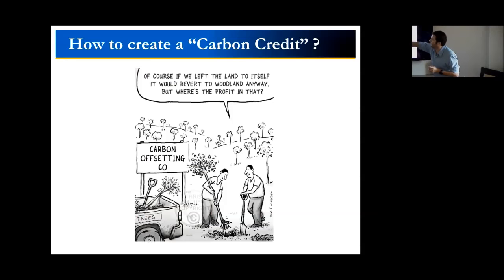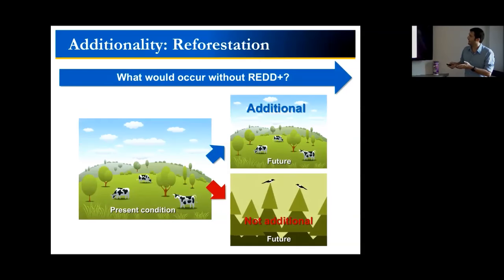Well, this Chris came up with this really interesting drawing here. But there's something wrong with this. And it says you would revert to woodland anyway. Okay? And this has to do with a concept that's critical to all those climate change mitigation activities that is referred to as additionality. For instance, in terms of reforestation, your project will only have additionality if, for instance, the present condition of your landscape is a degraded landscape.